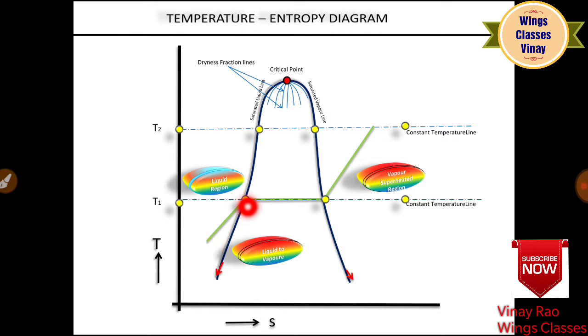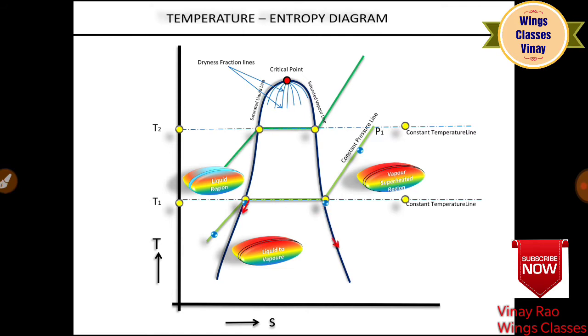So this is a constant pressure line. At this point pressure is P1, at this point pressure is P1, and also at every point on this line pressure is constant. That means this is a constant pressure line. At all the points pressure is P1.